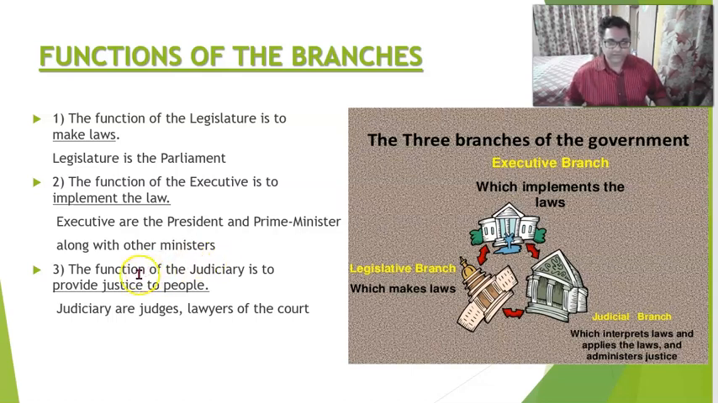Next, the function of the judiciary is to provide justice to people. The judiciary are the judges and lawyers of the court. Here you can see the three branches of the government. Legislative branch, which makes laws, executive branch, which implements laws, and judicial branch, which interprets laws, applies the laws and administers justice.